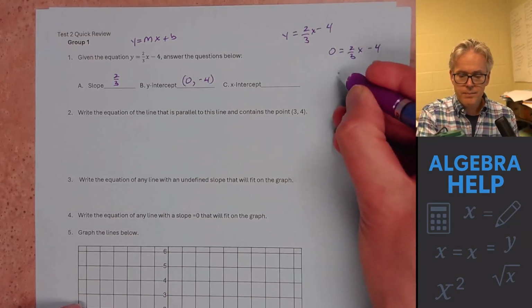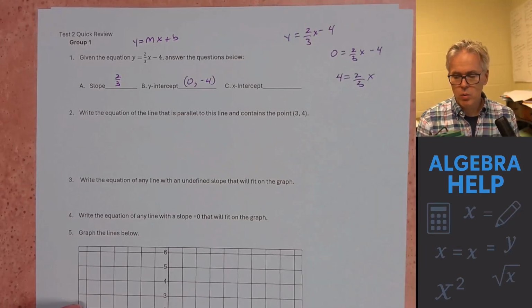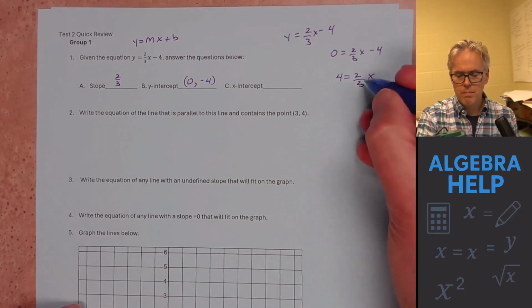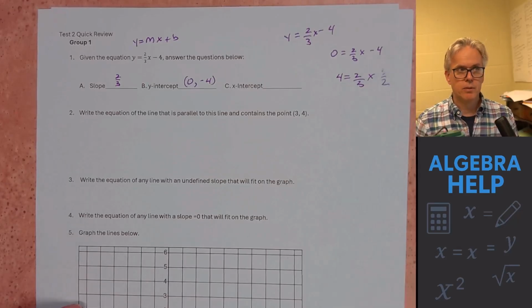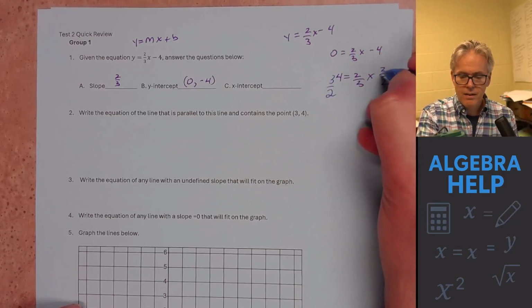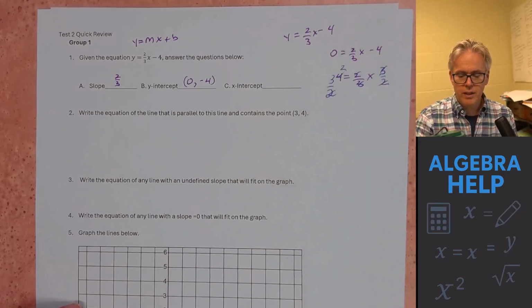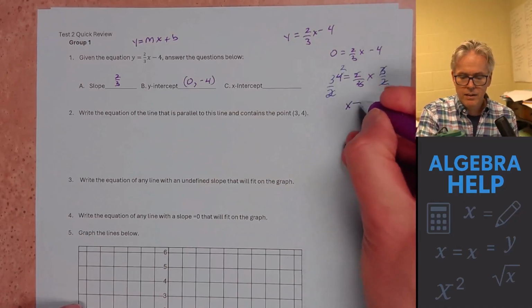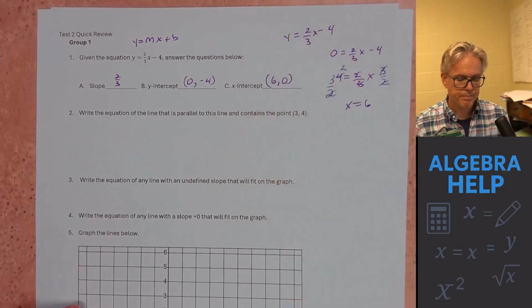So I'll add 4 to both sides. So 4 equals 2/3 x. And recall what we do when we are trying to solve for x. We can multiply both sides by the reciprocal. So multiply both sides by 3/2. Those cancel over here. 2 goes into 4 2 times. 2 times 3 is 6. So that is the x-intercept, 6, 0.